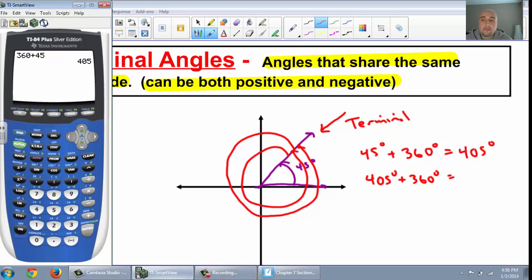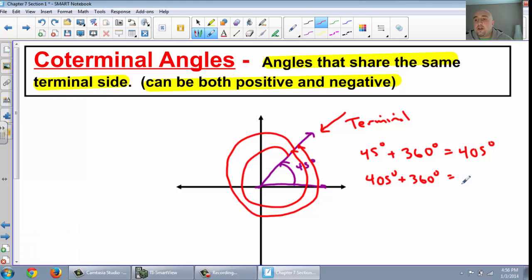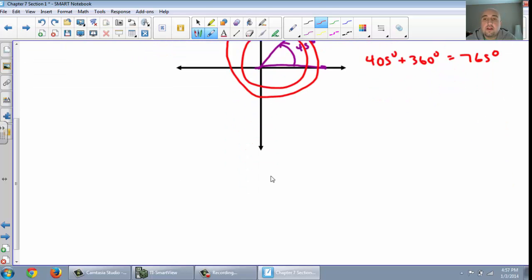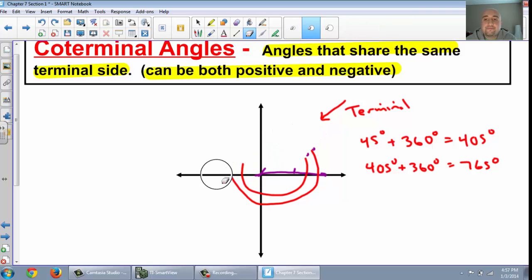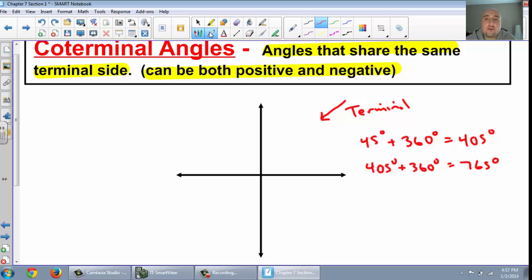So what is that one? 405 plus 360 is equal to 765 degrees. So there's another coterminal angle. And you could keep doing this forever and ever and ever. You could keep getting bigger and bigger angles. Okay. And now those are positive angles. What happens if I want a negative coterminal angle?